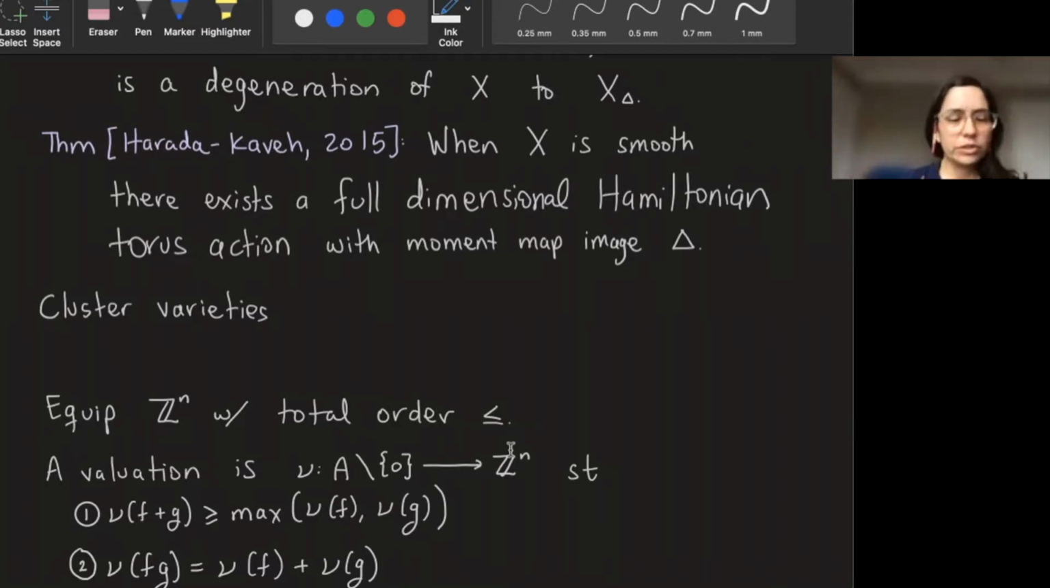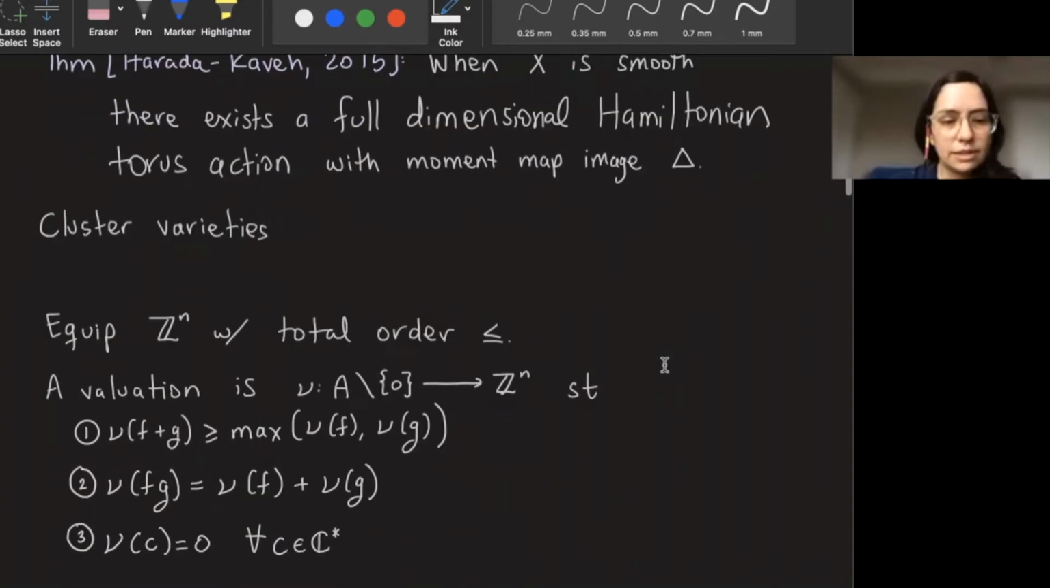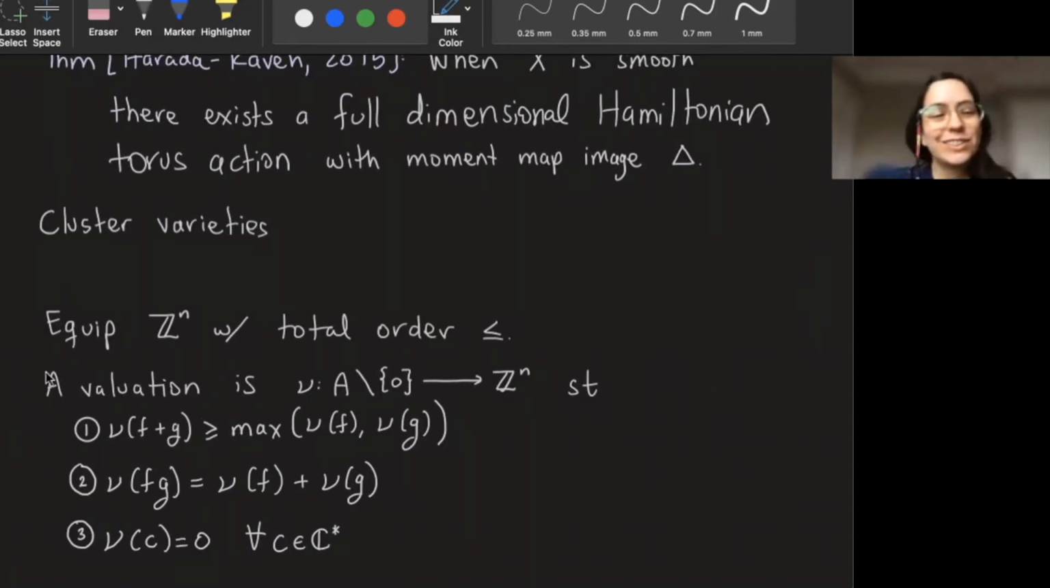the concrete construction of a Newton-Okounkov body. The key is understanding evaluation. So once evaluation is out of the way, defining a Newton-Okounkov body is not too hard. So you're gonna equip Z to the n with a total order, and evaluation is gonna be a map from your coordinate ring without the origin to Z to the n, such that you want these three properties.